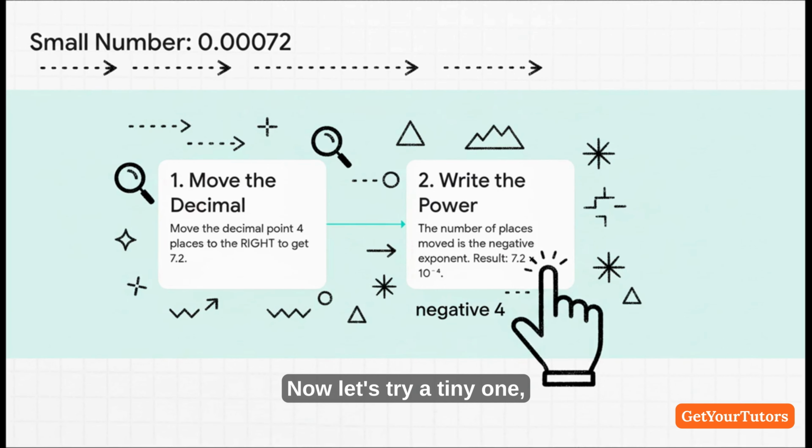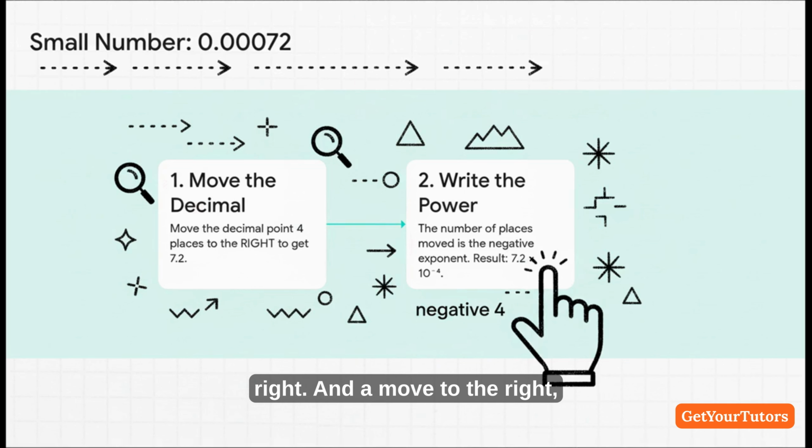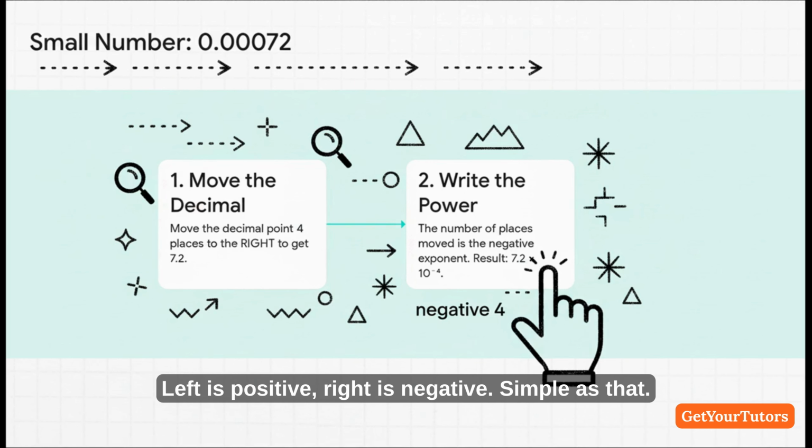Now let's try a tiny one, 0.00072. This time, to get our a to be 7.2, we're hopping that decimal 4 places to the right. And a move to the right, that means our power gets a negative sign. So we're talking 7.2 times 10 to the power of negative 4. See the pattern? Left is positive, right is negative.